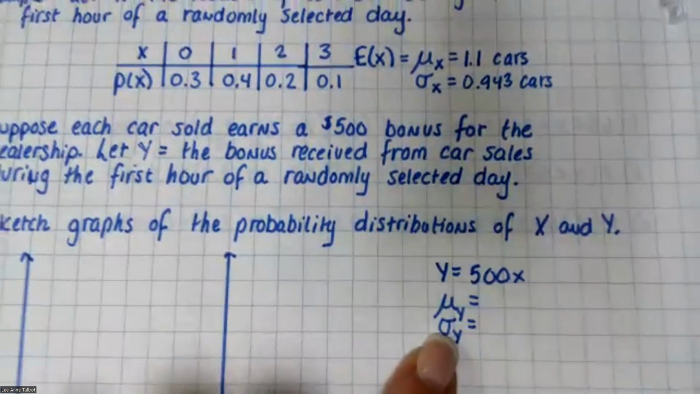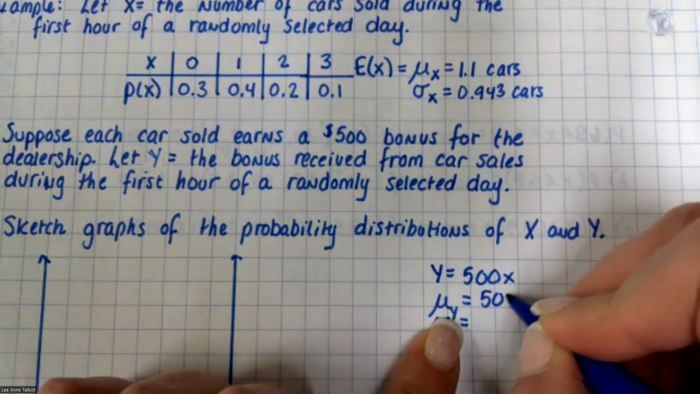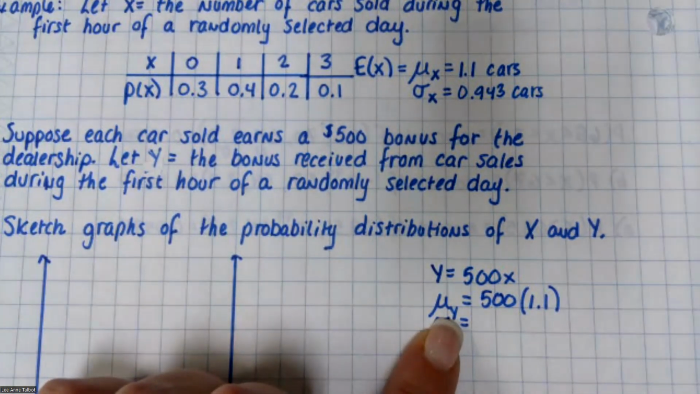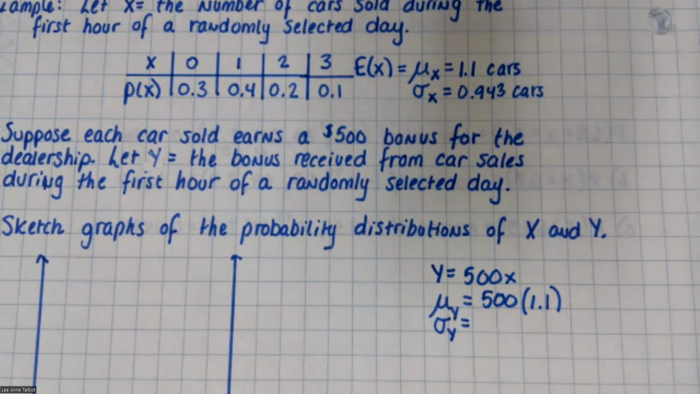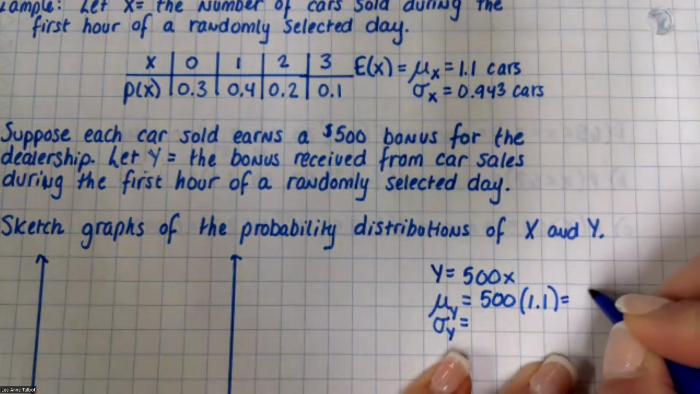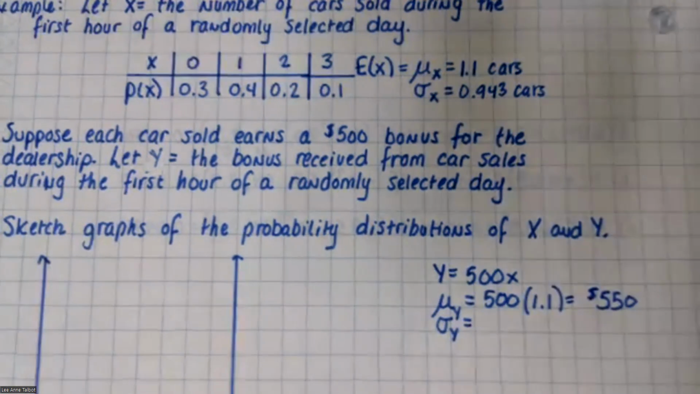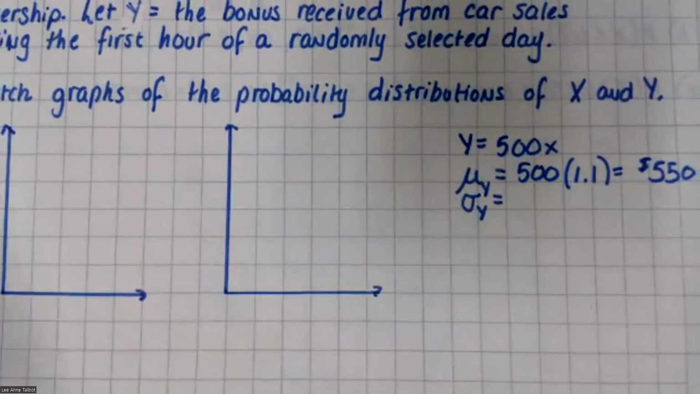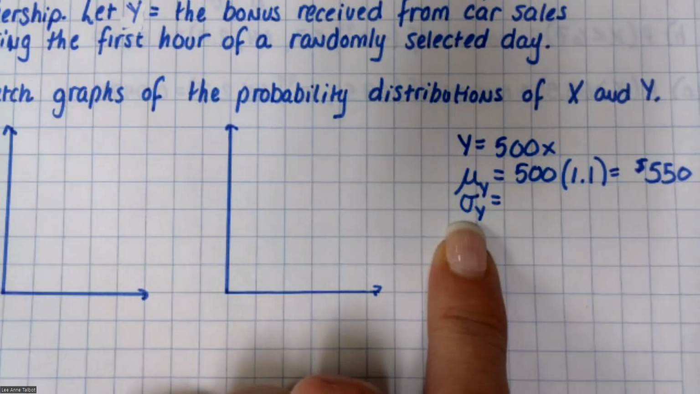The mean is a measure of location. So you're going to say the mean of Y is 500 times the mean of X. I just took the mean of X and plugged it in. Are you guys okay? And then for units, I'm going to put a dollar sign on there. Okay, so the question is, do I multiply the mean? Yes. Do I multiply the standard deviation? Yes.